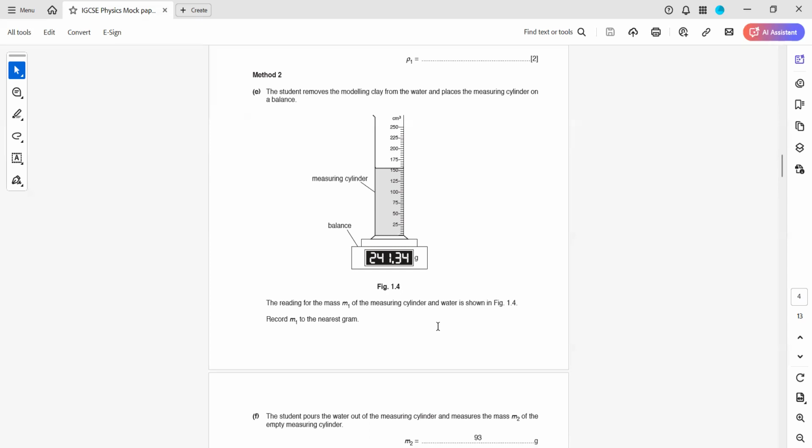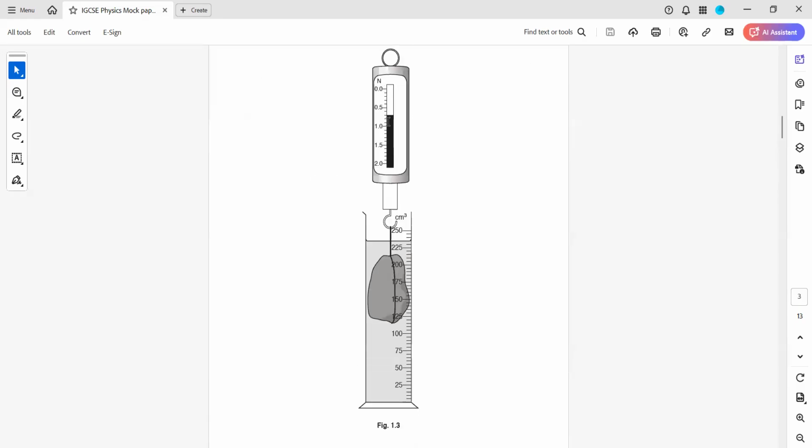The second thing, in method 1, when we put this object inside, what might happen? Some of the water might splash. That might also lead to an inaccuracy, so we should place it gently. And another thing, the modeling clay may have some air bubbles, like an air trap. That also leads to inaccuracy.